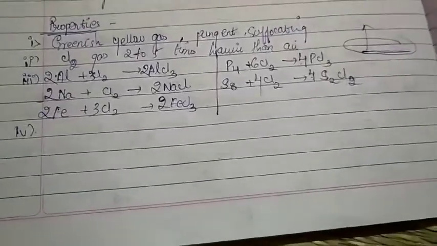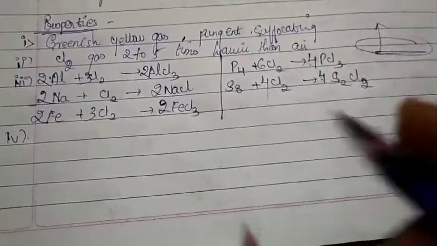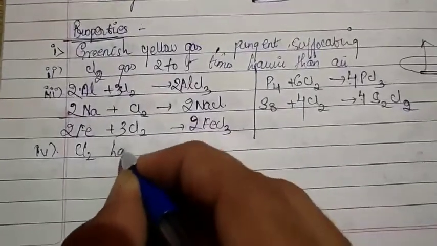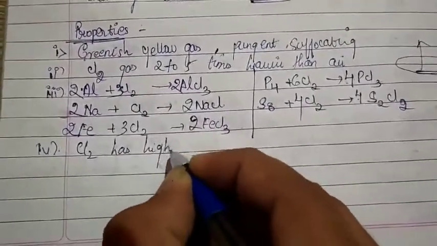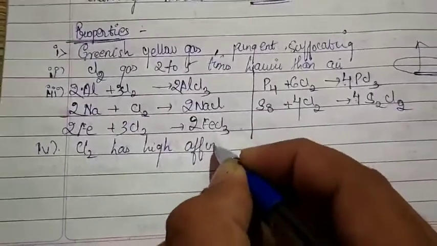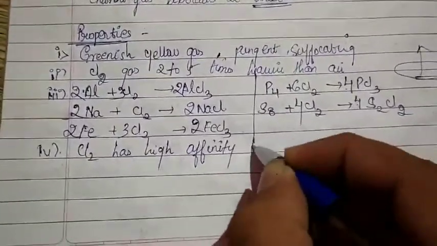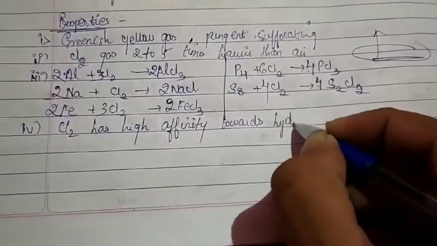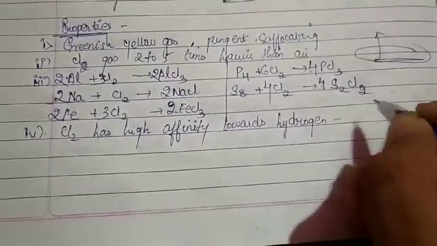Remember my words, that is the reason we say that chlorine has high affinity towards hydrogen. Basically, it reacts with that hydrogen to form one important product, that is HCl.